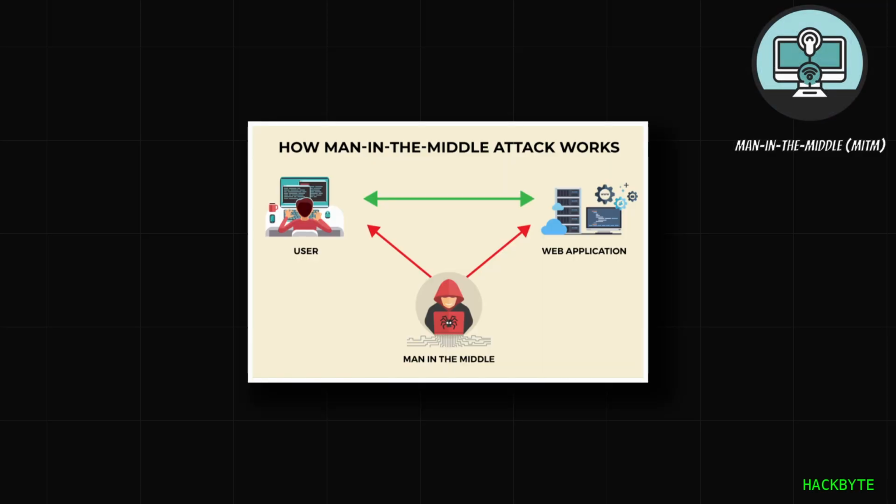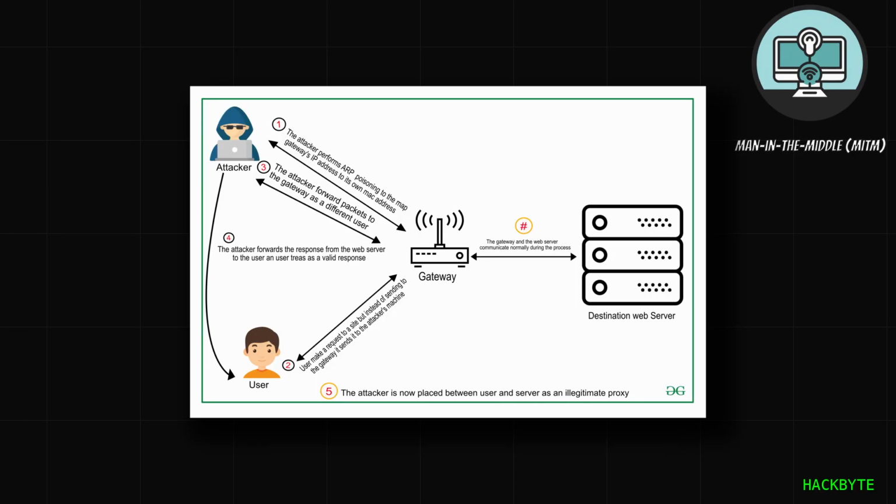Man in the middle and eavesdropping intercept or alter communication between parties to read, record, or inject content. This can occur on insecure Wi-Fi, misconfigured proxies, or via forged certificates. Historically, attackers have used rogue Wi-Fi or ARP spoofing to capture credentials on public networks.